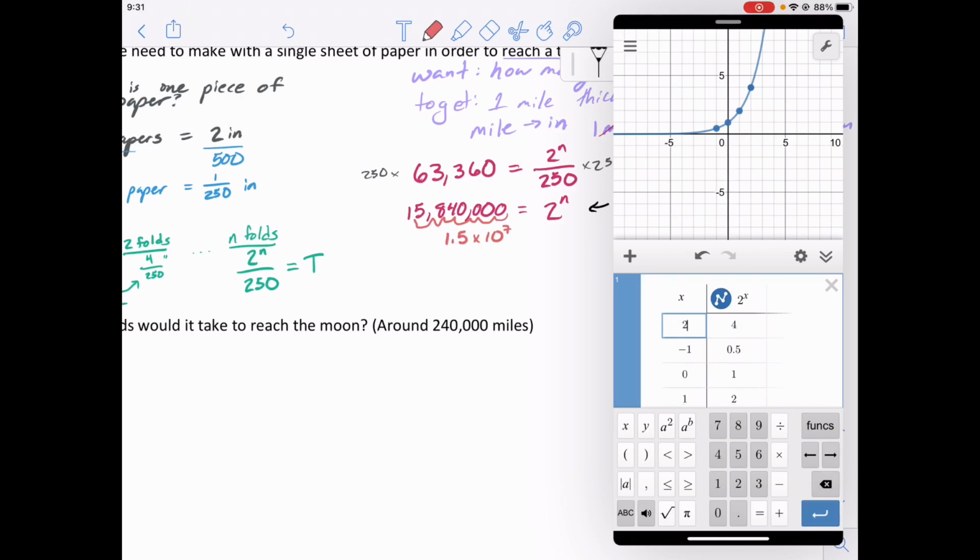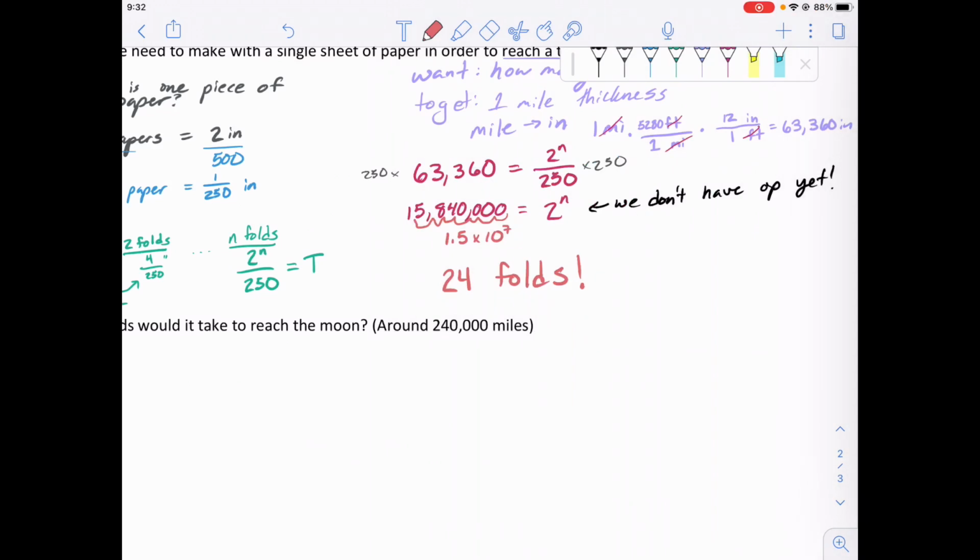But remember, we can't do a part of a fold, so it's either 23 or 24 folds. And so this is going to be 24 folds. So it only takes 24 folds of a piece of paper to go a mile. So your paper is a mile tall now.